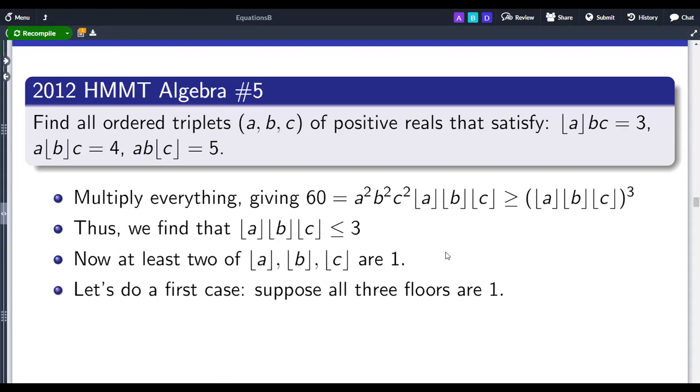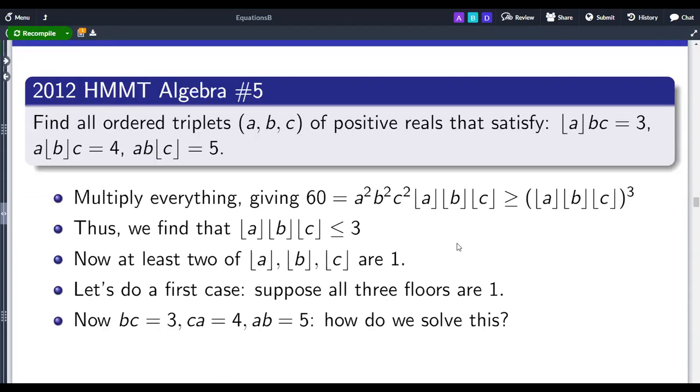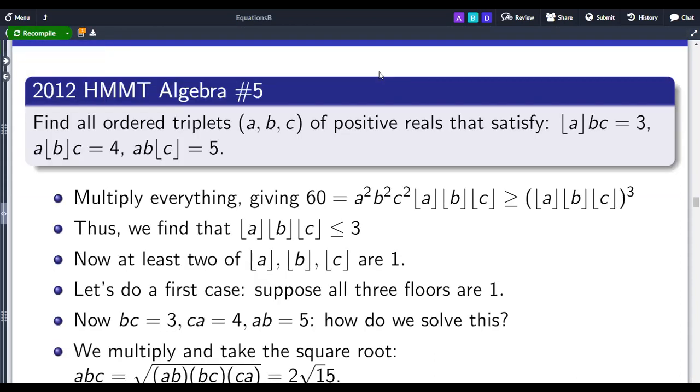This is actually a pretty common equation, something of this form, and it's a good idea in general to know how to solve this type of equation. From here, we multiply it and then square and divide, because the idea is we have symmetric equations, so we want symmetric expressions to go with it. And if we could get ABC, that would be really nice. And just a quick note, on the other hand, you could just do AB equals 5, which implies that either A or B is greater than 2.